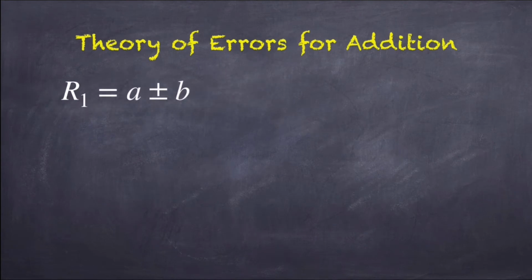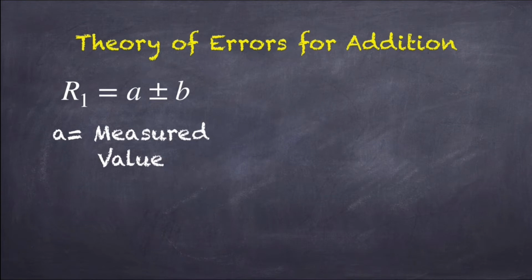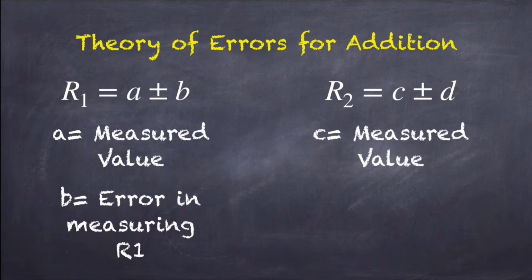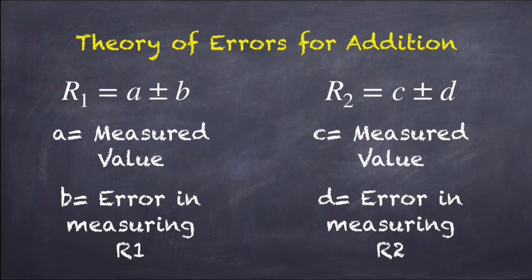So let R1 equal to A plus minus B. A is the measured value of R1, and B is the error in measuring the value of R1. And R2 equal to C plus minus D, where C is the measured value of R2 and D is the error in measuring R2.